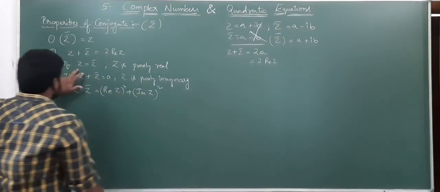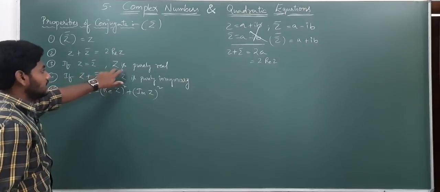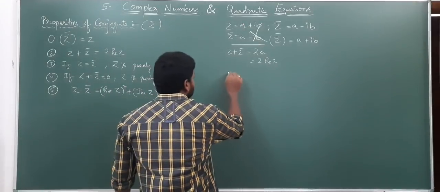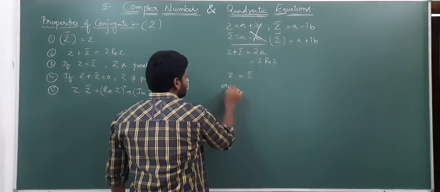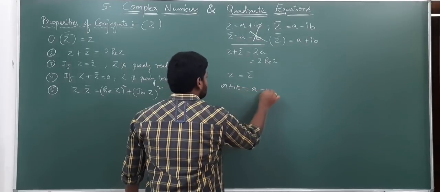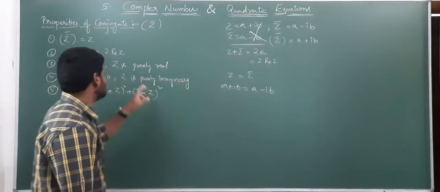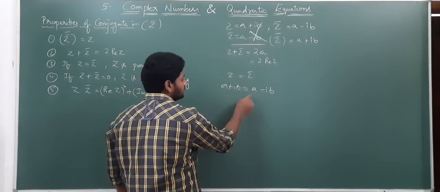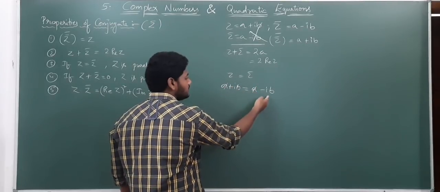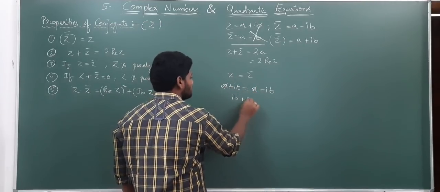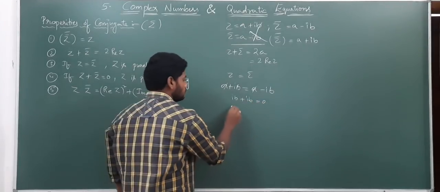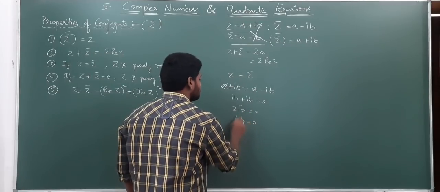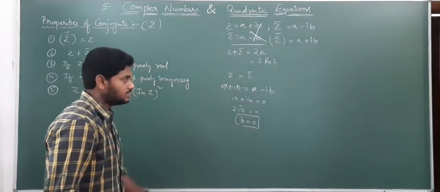Next, if z is equal to z bar, then z is purely real. Why? Because if you take z equal to z bar, a plus ib is equal to a minus ib. We will check. So here a plus a cancel. Here ib, this is minus ib. So ib plus ib, which is 2 times ib, is equal to 0. So that means b is equal to 0.